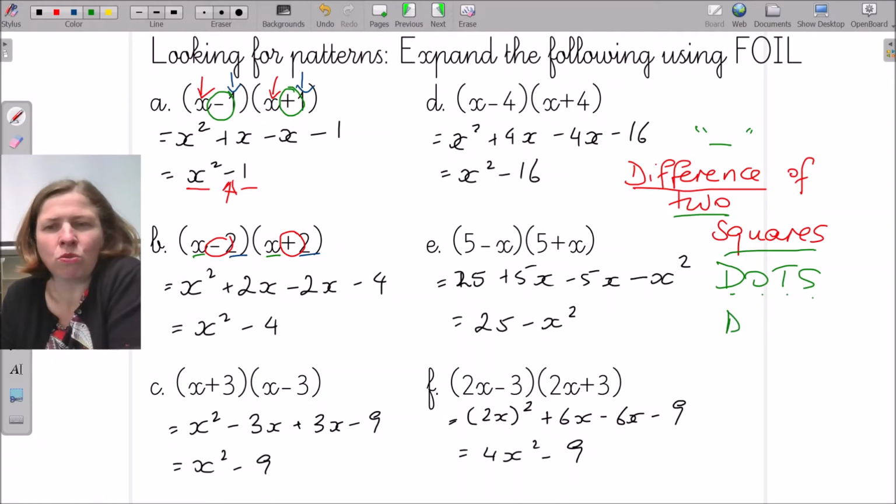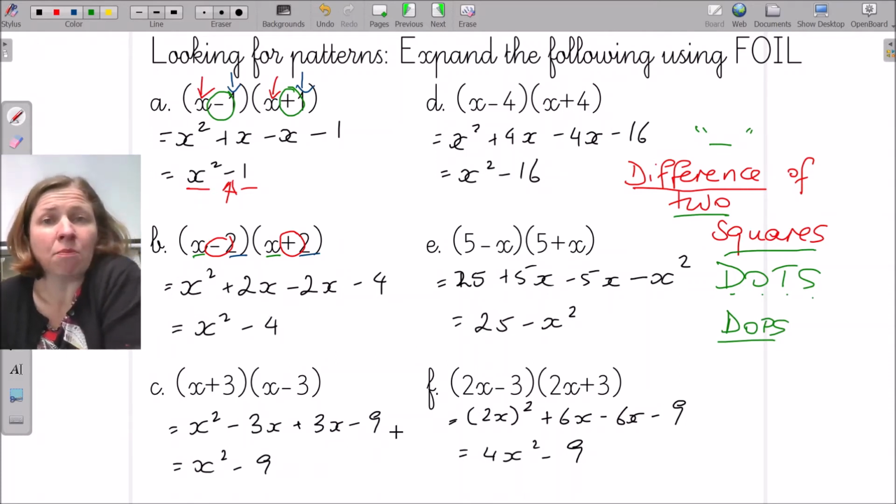Sometimes you'll see it called DOPS. Not in our book, but if you ever look at some different resources, you might see it called DOPS. The P stands for perfect, difference of perfect squares. Because these are all perfect squares, the 4 and the 9 and the 25. Those numbers are all perfect square numbers.